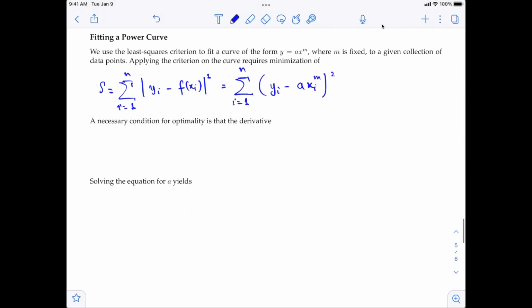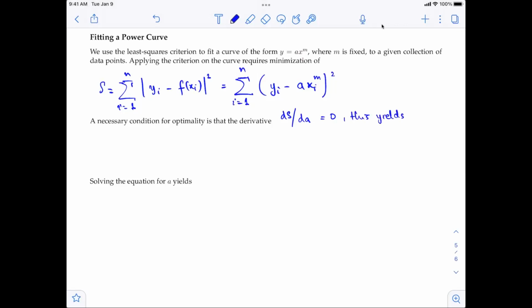Okay. And again, to minimize this criterion, you're going to take the derivative of this function. Why just the derivative and not a partial derivative? There is only one parameter that you need to find the formula for, which is the parameter a. So that's why we just need to use the regular derivative, not a partial derivative. So the condition is that the derivative dS/da is equal to 0.